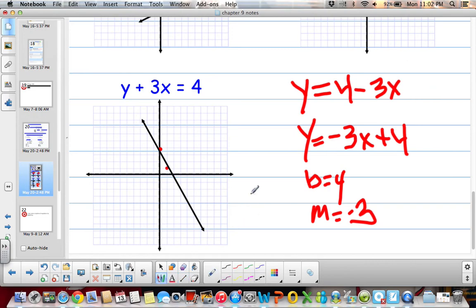Okay? Remember, if we're going to the right, we're going positive. If we're going up, we're going positive. If we're going to the left, we're going negative. Down, we're going negative. Okay?